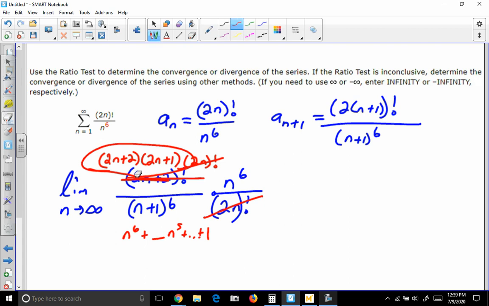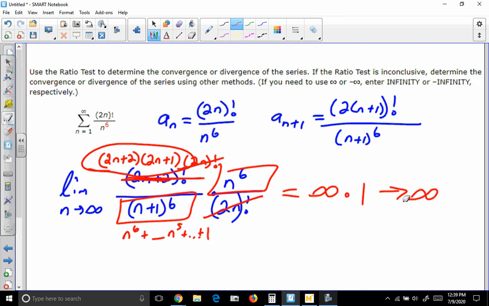But notice here, if n is going to infinity, then this product is going to go to infinity. And when we do the limit of that, we said that limit goes to 1. Well, infinity times 1 is just infinity, so this one diverges. That one's going to diverge.